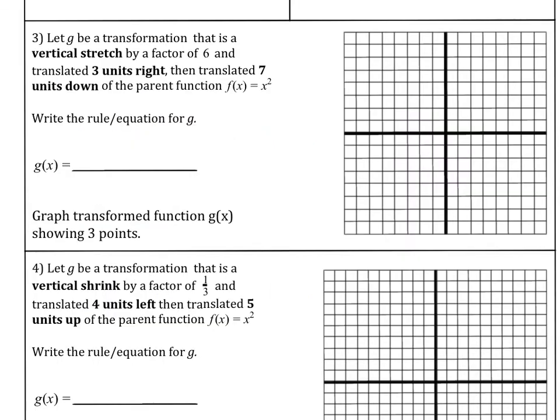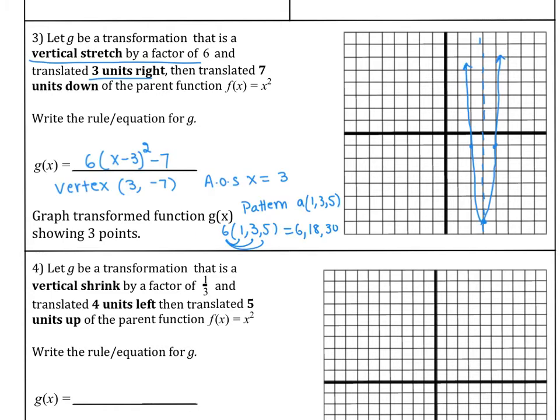Number 3, let g be a transformation that is a vertical stretch by a factor of 6 and translated 3 units right, then translated 7 units down of the parent function f(x) = x². We are going to write down the rule for g(x), that is a transformed function of f(x), and then we are going to graph the g(x) showing at least 3 points. So we're going to do this question step by step.